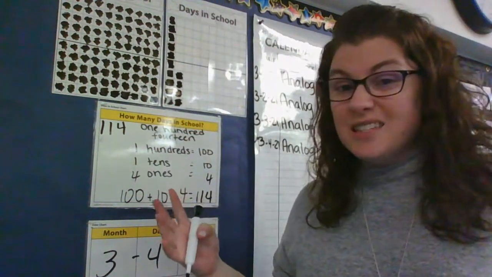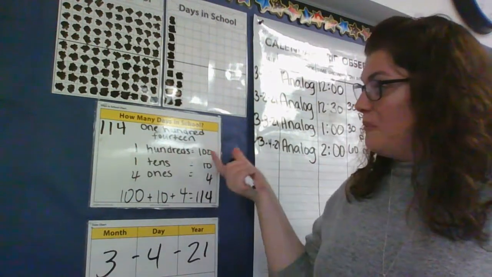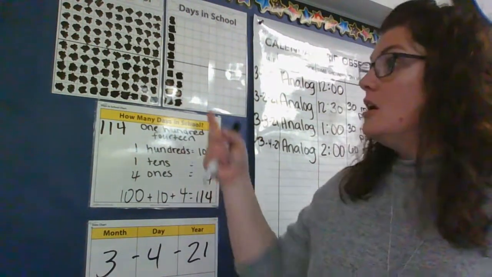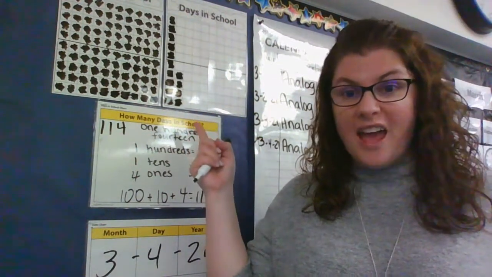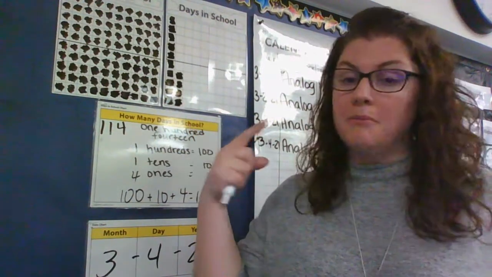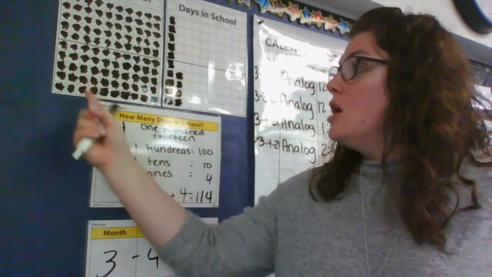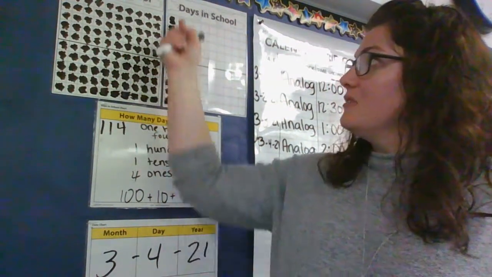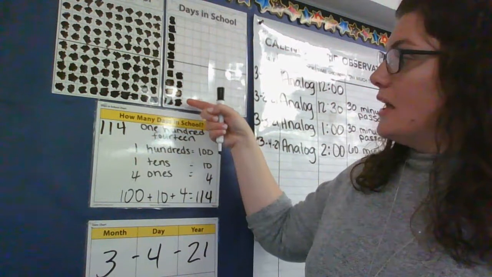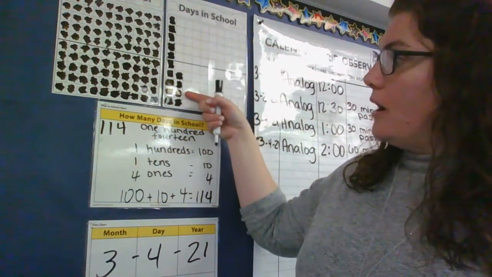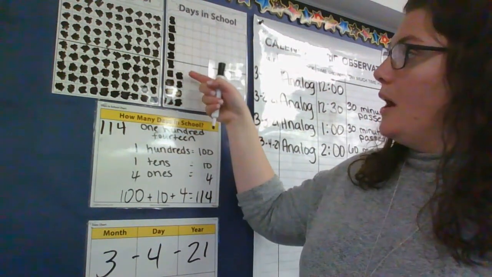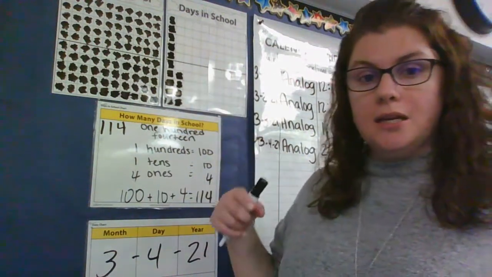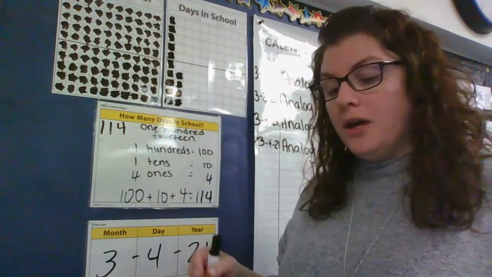Count with me. This is why we do this, because grouping them by hundreds, tens, and ones helps us count faster. Could you imagine having to count to 114 every day? That's too much counting. My brain would hurt. So let's do it the fast way. So we have 100, 110, because that's a full 10 frame. Then 111, 112, 113, 114. All right, day 114.